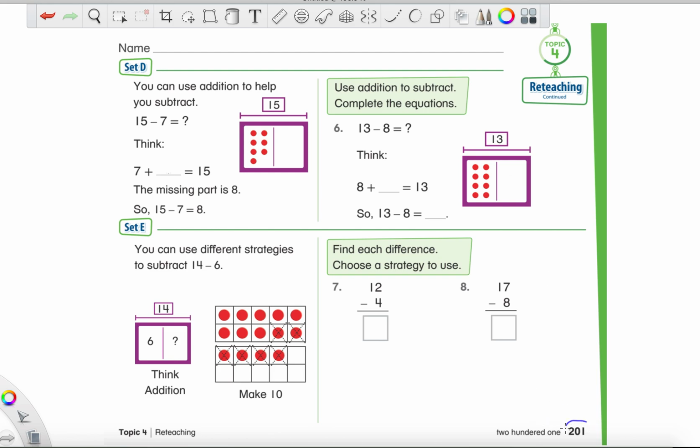Alright, here's page 201. And we're going to do set D right here. And this is that lesson that we learned where we can use addition to help us subtract. Because we know that addition and subtraction are related because they can be part of the same fact family, right? So if they're part of the same fact family, you can think of any subtraction problem like addition, and whatever that missing part is, you can just put that in as your answer.